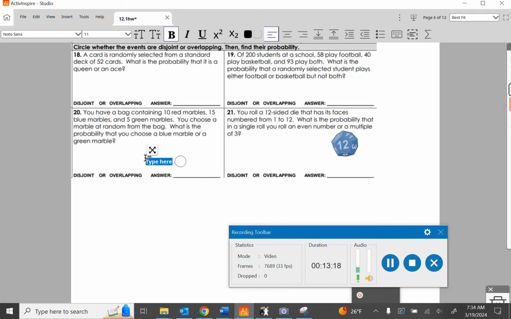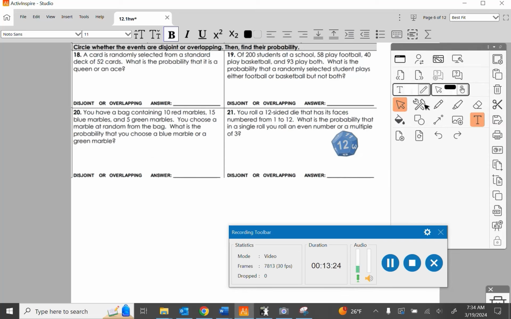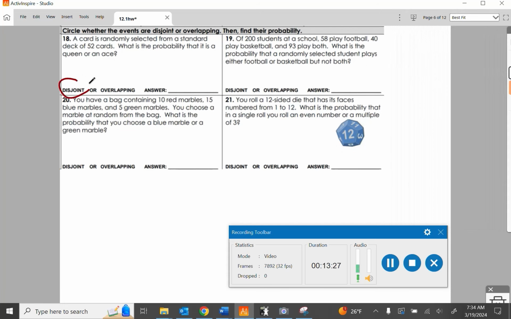Cool, can. But anyways, these events are disjoint. And we do see the word or, and the word or means add. That's what it means. Probability is a queen. There are 4 queens in a deck of cards, and there are 4 aces. So if we think about it, there's 8 total, but there's 4 over 52 plus 4 over 52, which is 8 over 52, which reduces down to, what, 2/13?